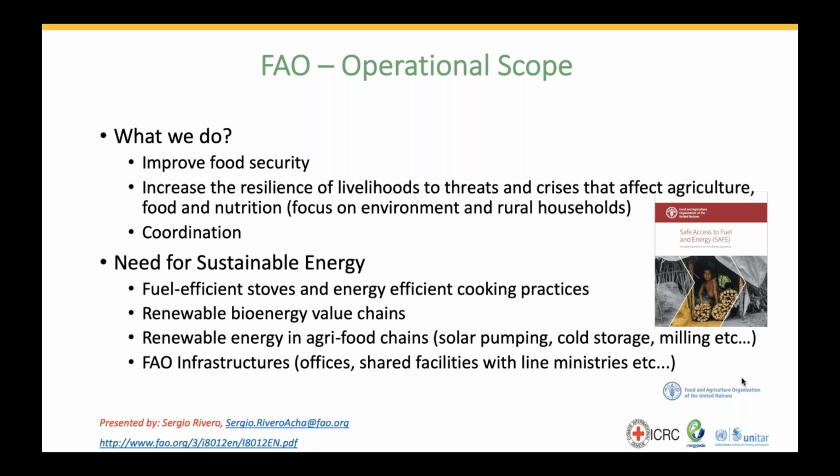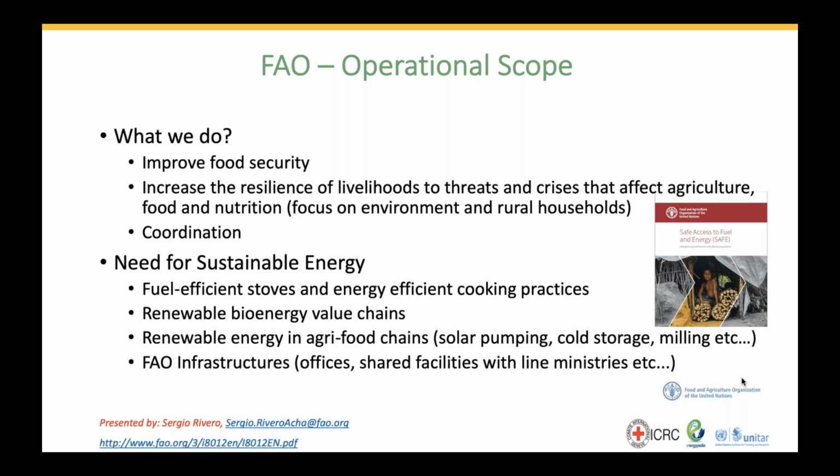A third one is the introduction of renewable energy solutions in agri-food chains. For example, the deployment of solar irrigation for South Sudanese refugees in Uganda. This is a project that is currently ongoing. We also provide solar fridges for cooling livestock vaccines in South Sudan, and also the provision of solar PV systems for food safety laboratories. So this is the introduction of renewable energy solutions.